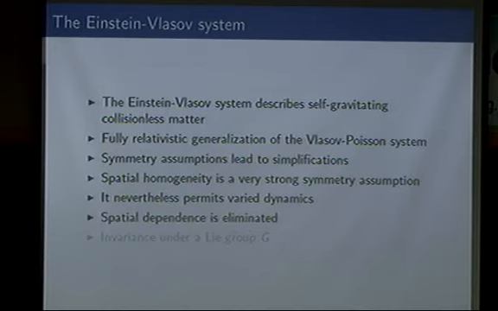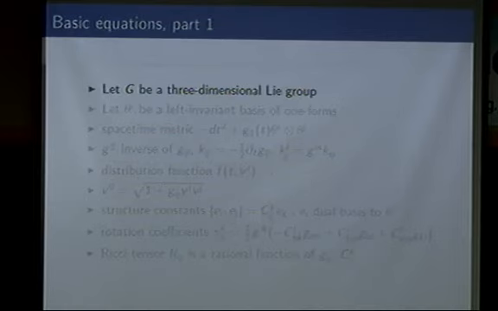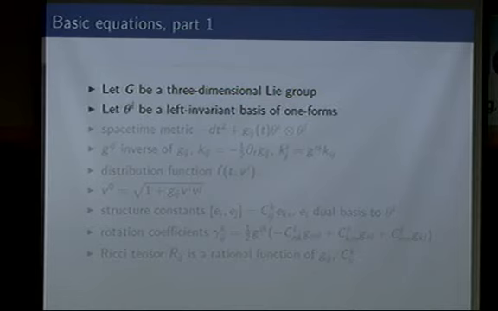So, I've already said that the basic idea is that you should eliminate the spatial dependence, and the formal definition is that you assume that the solution is invariant under a suitable Lie group G. So let me start with a three-dimensional Lie group. This could be any three-dimensional Lie group in this context. And so I will write down equations starting from this Lie group. The first thing is, in order to coordinatize objects on the Lie group, I introduce a left invariant basis of one forms. And if I do so, then I can write down a metric of the following form.